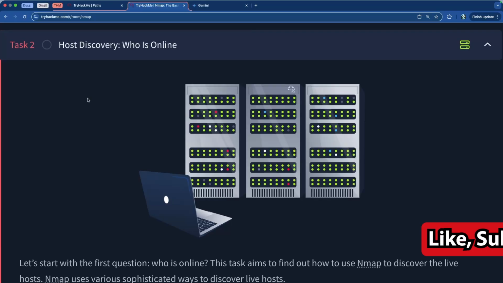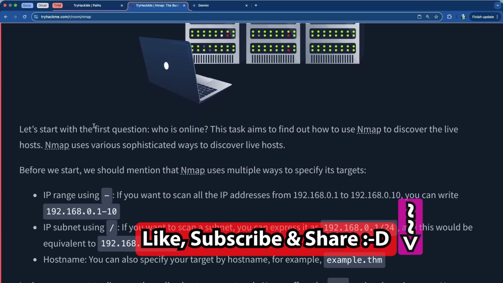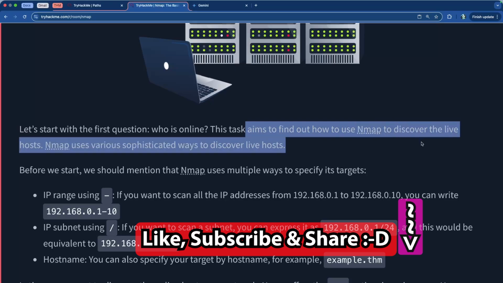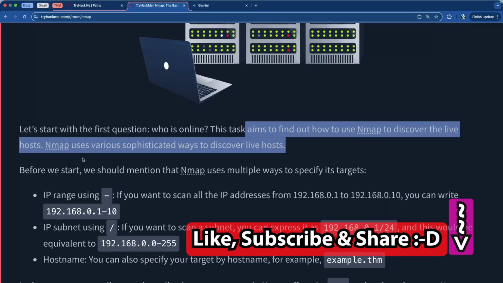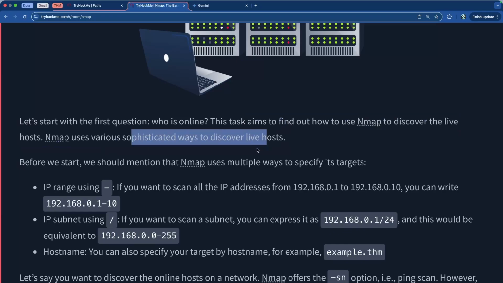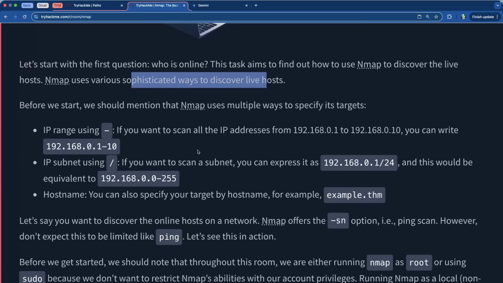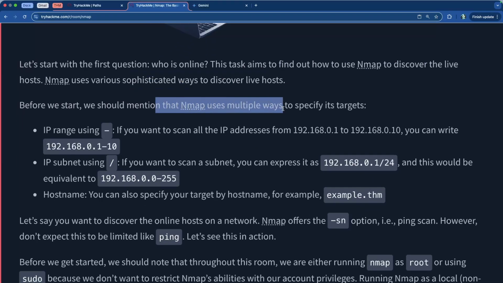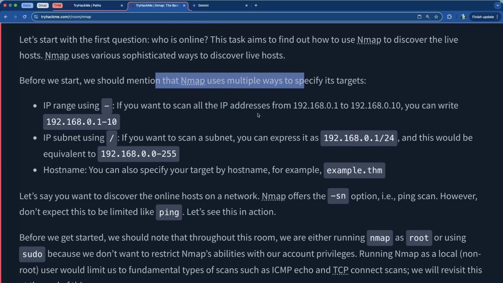So the first question that we had was, who is online, right? This aims to find out how to use Nmap to discover the live hosts, meaning hosts that are online. We can do this in a variety of sophisticated, fancy ways. We need to understand that Nmap uses multiple ways to specify its targets.